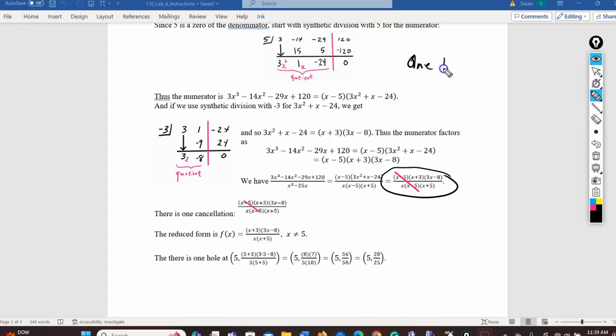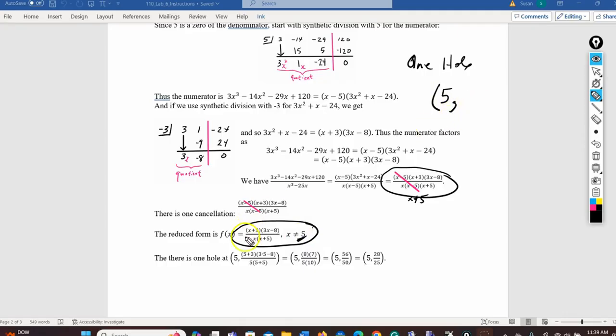One hole. And its x coordinate is going to be, well, in order to make this cancellation, x minus 5, x was not allowed to be 5. Because if it had been, I would have gotten 0 over 0, which would have blown the thing up. So I'm going to get one hole, and the x coordinate is going to be 5.